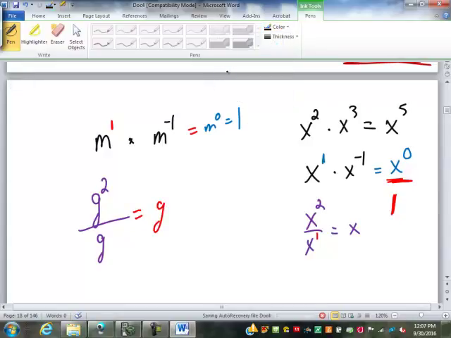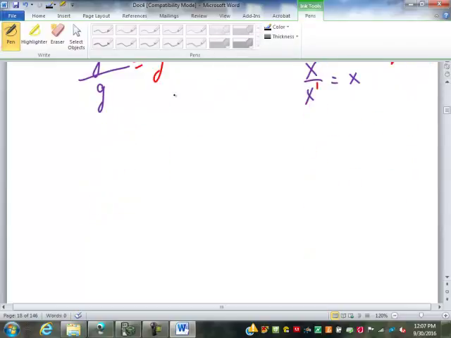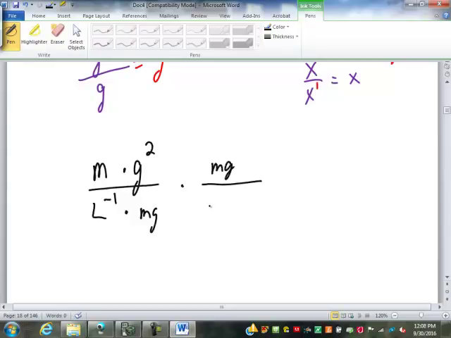So in the textbook, they get a little silly with it. They give you problems like this. A meter times a gram squared over a liter to the negative 1 times a milligram times milligrams over grams times liters. Now you might be looking at that thinking, huh? Yeah, it's taking it to a way extreme.